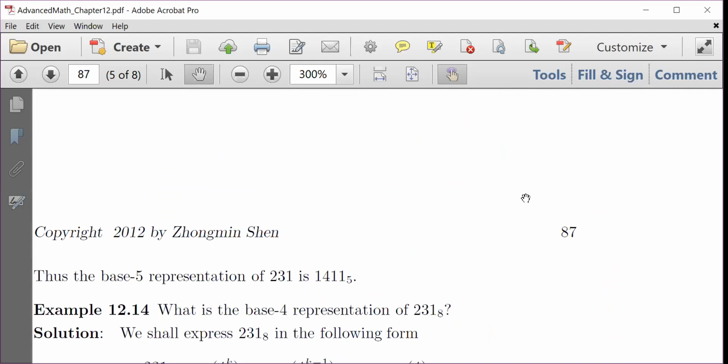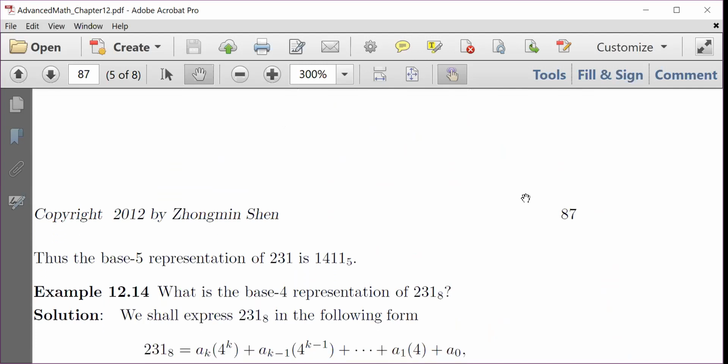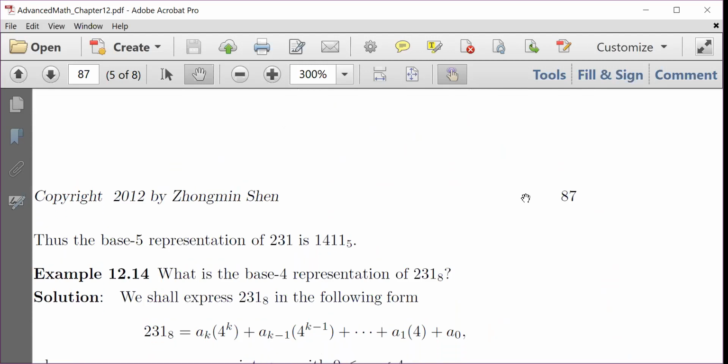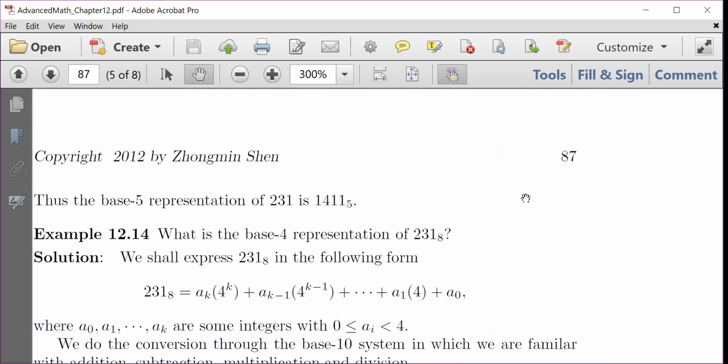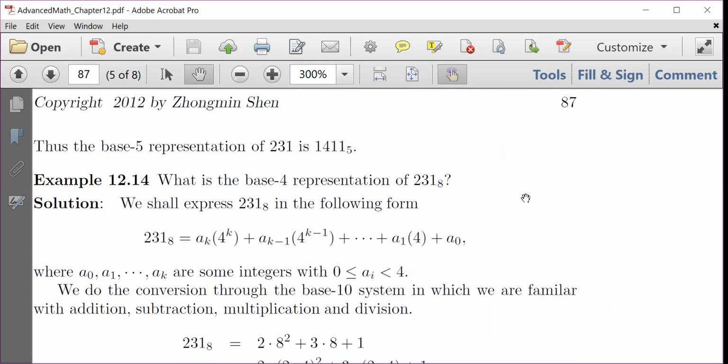First of all, 231 in base 8. How can you read it as the same number in the base 4 system? I think we can have an easy, quick way to do it. The idea is that base 8 means you can express it in that form, right? I want to express it in 4 to a certain power. There's a shortcut to do that.